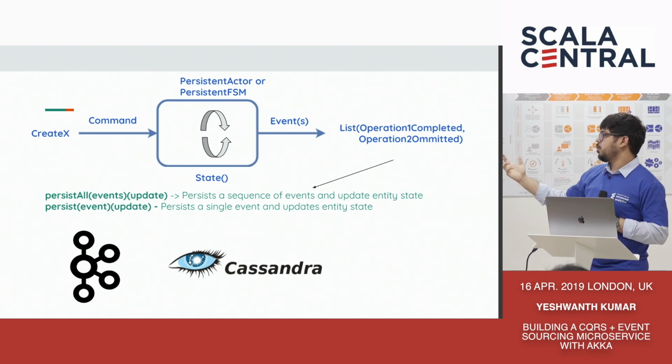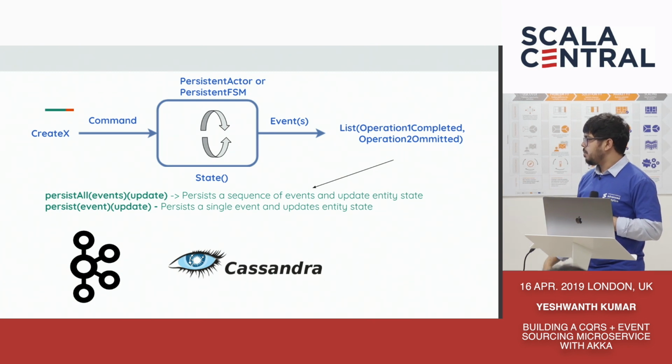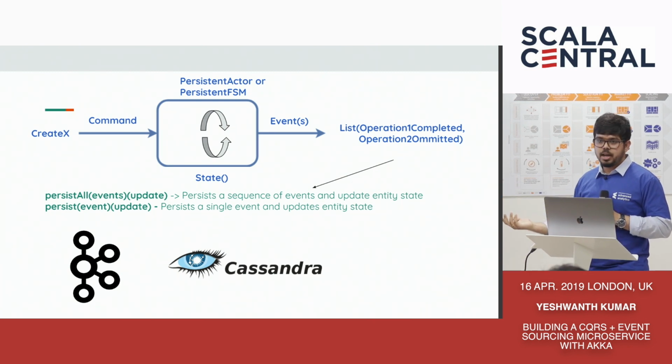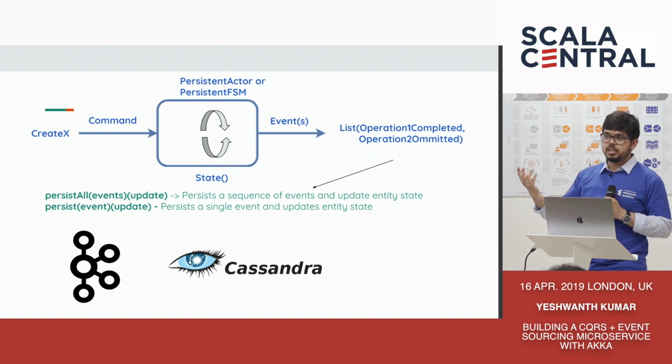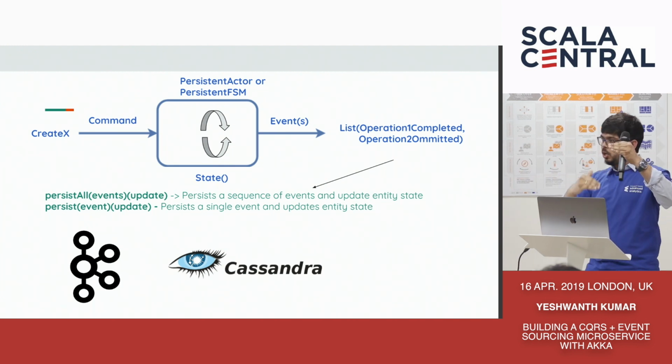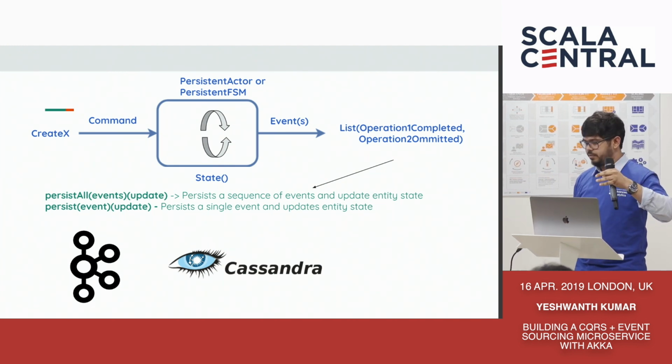So the persistent layer could be, you could use Kafka, you can use Cassandra, and you can use any other external store, but that is basically an immutable log of all the events that we have.